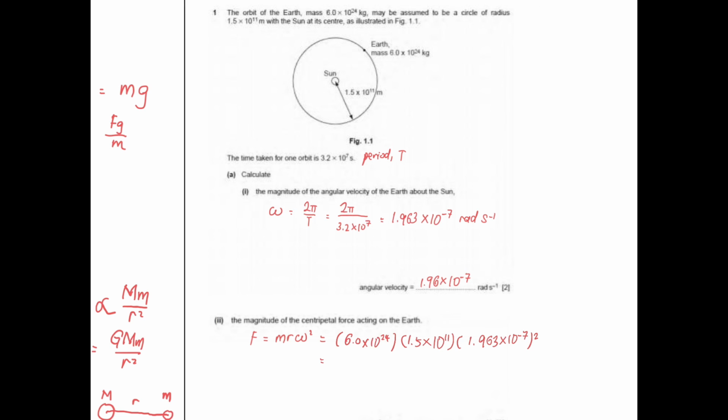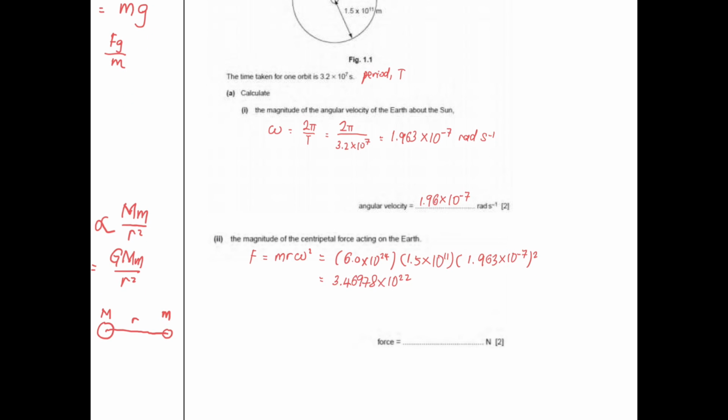By pressing the calculator, we will get the answer as 3.46978 times 10 to the power of 22. If we round this off to 3 significant figures, it is going to be 3.47 times 10 to the power of 22. So that is like a chapter 1 thing. We just move on to the next page.